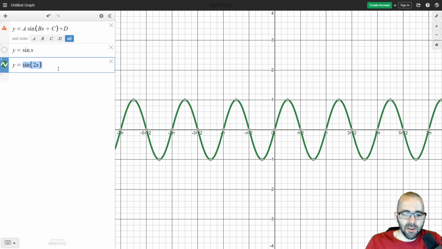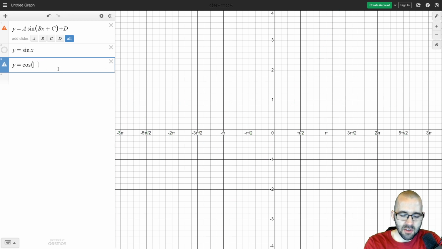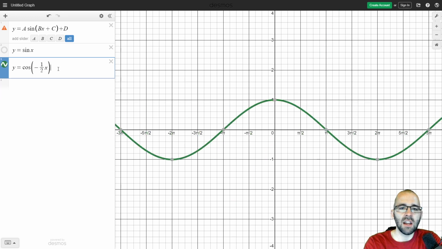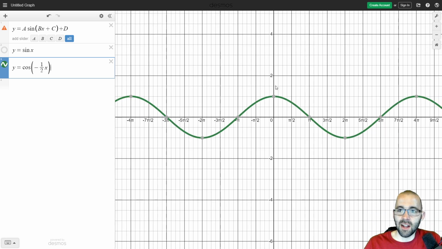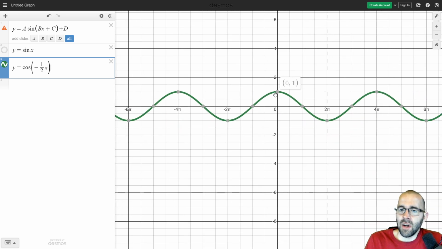Okay? Let's look at another graph. The next one, this was part B. Cosine of negative 1/2 x. Let's zoom out a little bit. Well, how long does it take until we start repeating? We start repeating here. That's 4 pi. Oh, that was our answer. Our answer was 4 pi. And if we go 4 pi in the other way, it also starts repeating to the left.